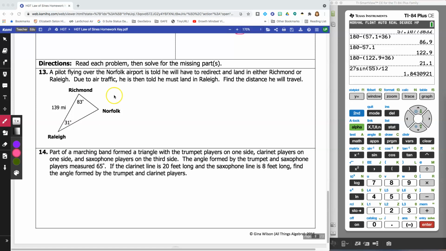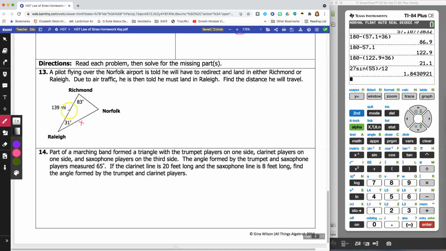In other words, how far does he have to go if he's at Norfolk and now he's going to have to land in Raleigh? So this is what we're looking for. Because this is not a right triangle, we can't use the sine, cosine, tangent functions directly. And instead, we're going to use the law of sines. And the reason we can use the law of sines is because we have two of the angle measures, which means we can find the third angle measure.